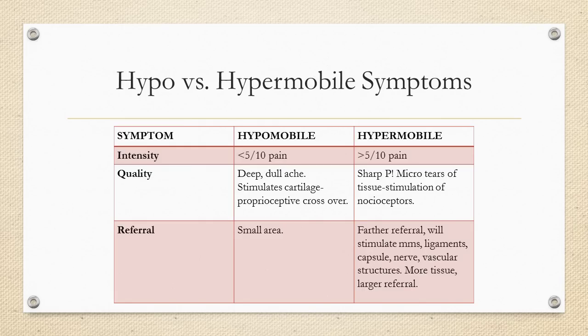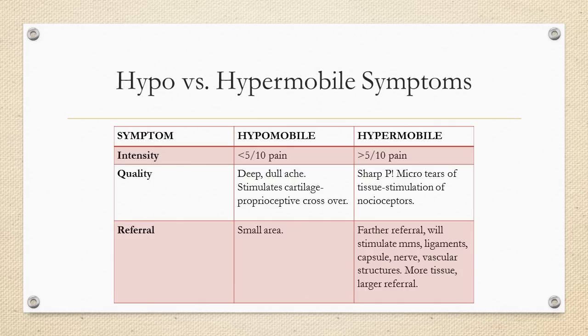And in this chart, we can see some of the signs and symptoms regarding hyper and hypomobility. With hypomobility, it tends to be less painful, 5 out of 10 or less. It's that deep, dull, achy type of discomfort or pain report, and that's because it's stimulating cartilage, and you get a proprioceptive crossover. Usually, the referral pattern is in a small area.